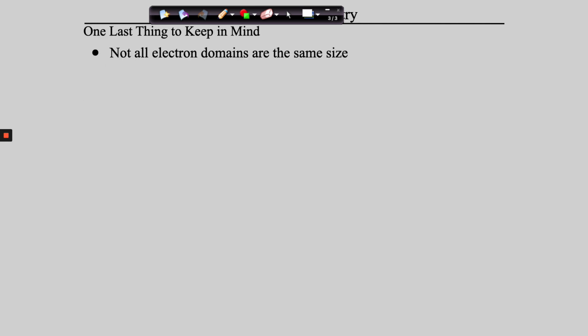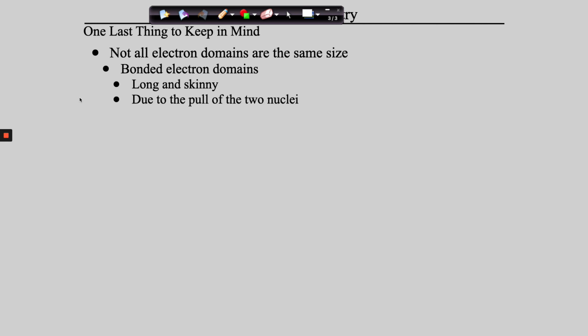Guys, the last thing is this, and there is not room for you to write this down, but just hear this out. Electron domains do not all have the same size and shape. You're going to find out that bonded electron domains, and this is in your notes, are long and skinny. Why are they long and skinny? They're long and skinny due to the pull of two nuclei. They're involved in a bond. One of the nuclei goes mine, and the other one goes mine, and they pull and they stretch. And so bonded domains are long and skinny.